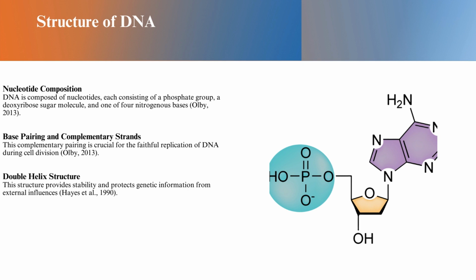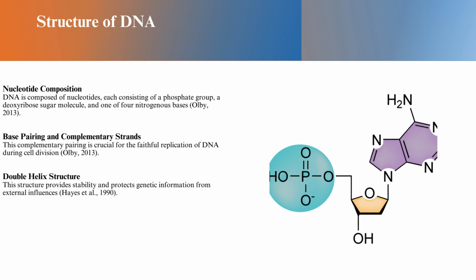Next, we have pairing and complementary strands. Adenine pairs with thymine, and cytosine pairs with guanine through hydrogen bonds, forming complementary base pairs. An important detail is that this complementary pairing is crucial for the faithful replication of DNA during cell division.